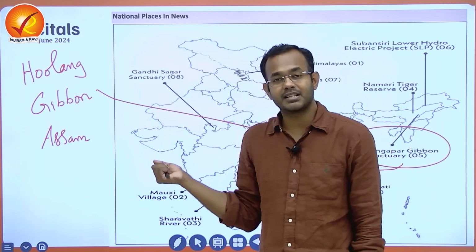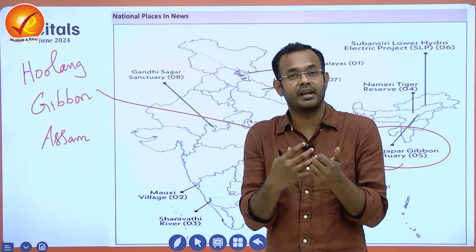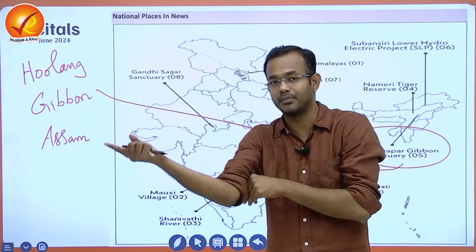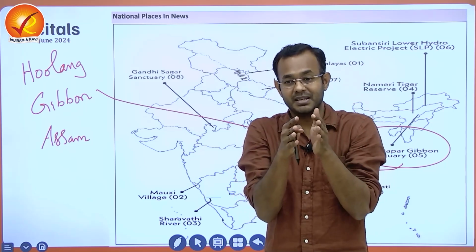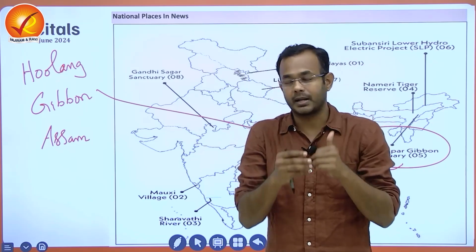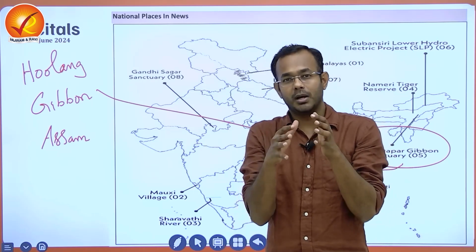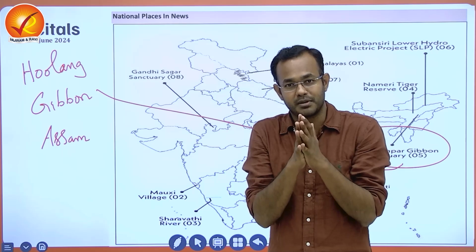In the magazines, you will be able to see the reference of the Northeast Frontier Railway building bridges and rope structures for the gibbons to move from one end to the other, which is separated by the railway track. Let me give a reference as to why it has been done. Hollongapar Gibbon Wildlife Sanctuary is one of the prominent places where the Hoolock gibbon is present in India.